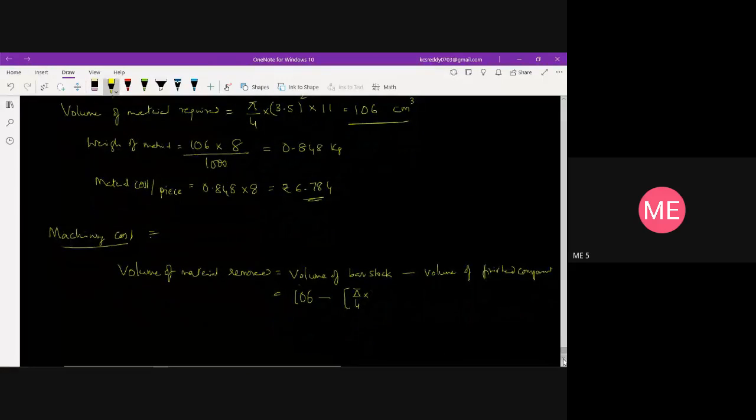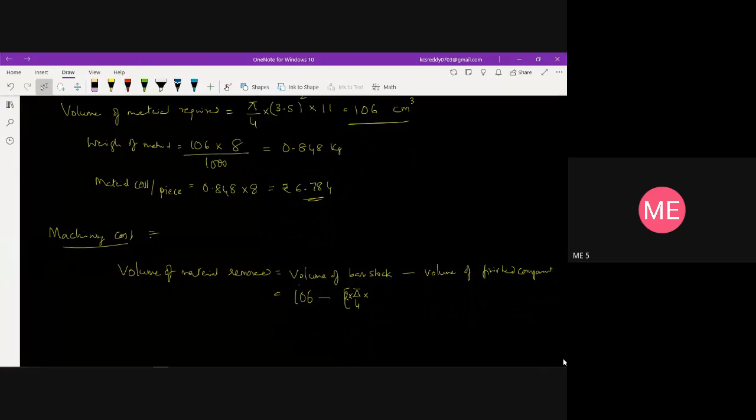So by using that, I can take 2 times of pi by 4 into d, the diameter is 1.5 square, into length is 2 centimeters. So this 2 times I have taken, then plus the major one, that is pi by 4 into d, which is 30 mm, so 3 square, into h, which is 6 centimeter. So by using this, I'll be getting around 56.5 centimeter cube as the volume of the material required.